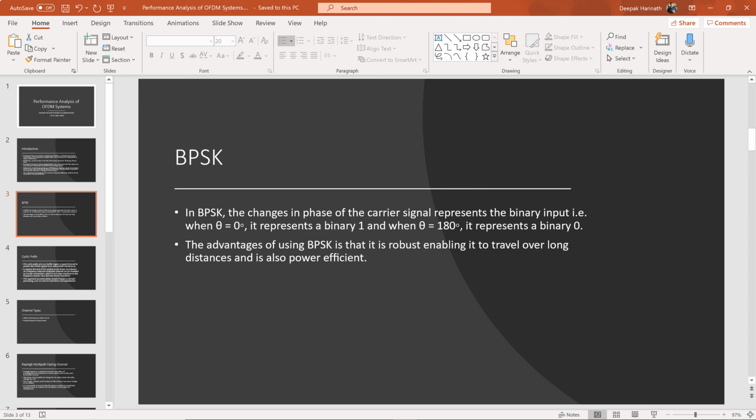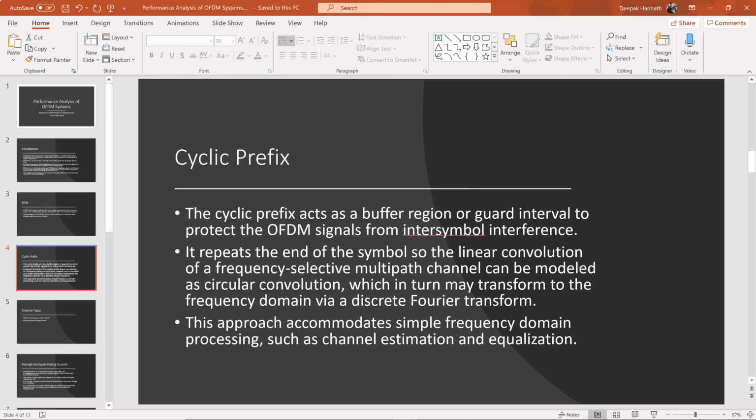The advantage of using BPSK is that it's pretty robust, and it can be used in communication systems that use communications over large distances, and it is also power efficient. Now, moving on. In order to make the OFDM system more reliable, we include a cyclic prefix in it.